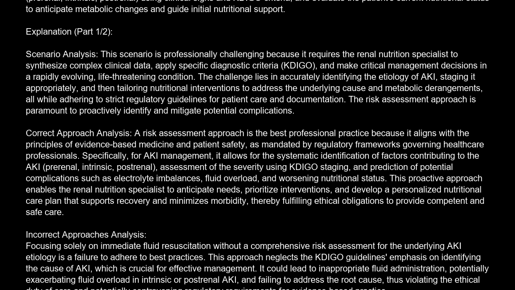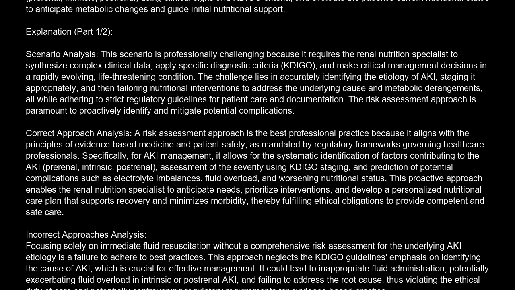The challenge lies in accurately identifying the etiology of AKI, staging it appropriately, and then tailoring nutritional interventions to address the underlying cause and metabolic derangements, all while adhering to strict regulatory guidelines for patient care and documentation. The risk assessment approach is paramount to proactively identify and mitigate potential complications.